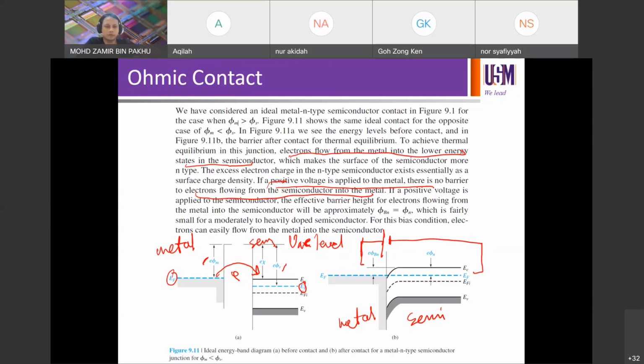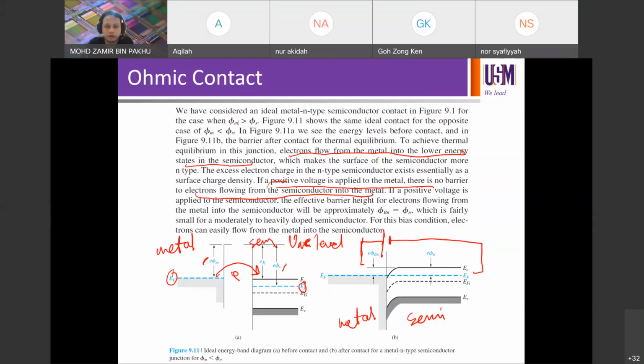Bias apa tu? Anybody? Remember last time when we talked about PN junction? Okay, forward, right? So forward sebab negative, in this case, the semiconductor is connected to the negative, okay? So hence, there is no barrier to electrons flowing from semiconductor into the metal, okay? So you are biasing the junction in forward bias.